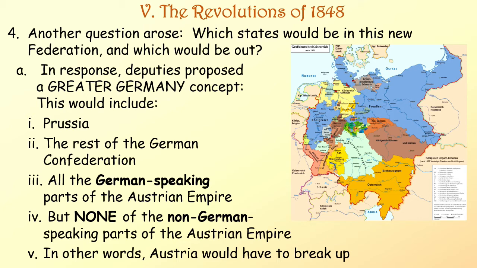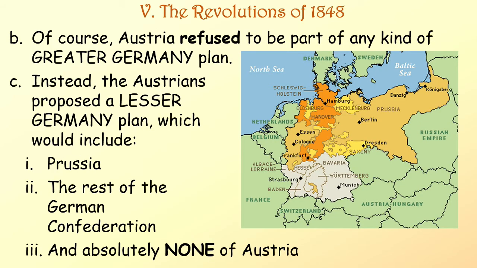In response to this question, some deputies proposed a Greater Germany concept. And this would include Prussia, it would include the rest of the German Confederation, and all of the German-speaking parts of the Austrian Empire, but none of the non-German-speaking parts of the Austrian Empire. In other words, Austria would have to break up if this Greater Germany concept was created. Of course, Austria refused to be part of any kind of Greater Germany plan. Instead, the Austrians proposed a Lesser Germany plan, which would include Prussia, the rest of the German Confederation, and absolutely none, not one square foot, of Austria.